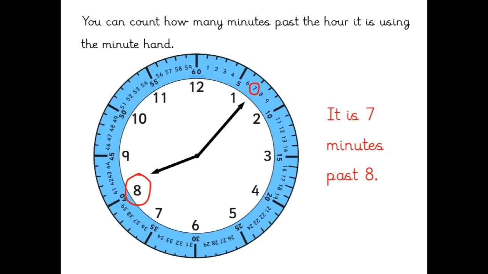So when we're telling time to the nearest minute, we can simply count how many minutes past the hour it is using our minute hand. So here, my minute hand has travelled to the 7 minutes past position, because it's 2 minutes past that 5-minute interval. And my hour hand has just travelled past the 8, so it is 7 minutes past 8.